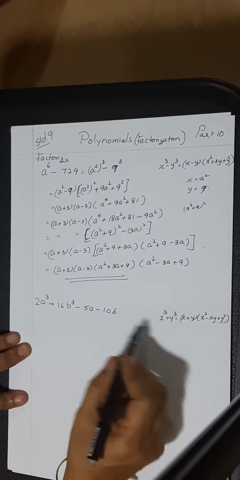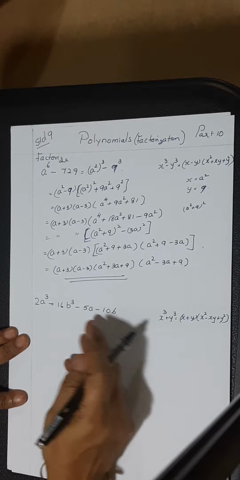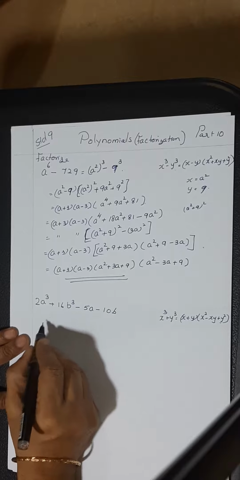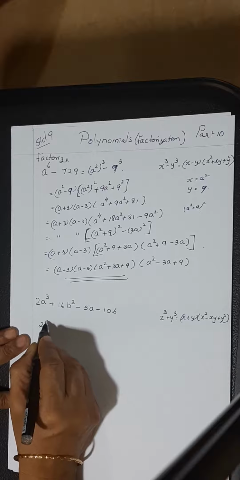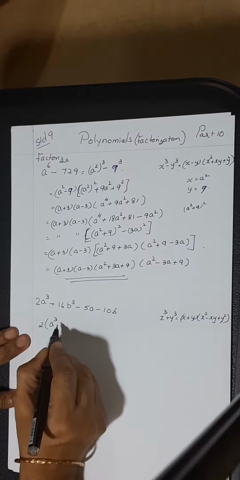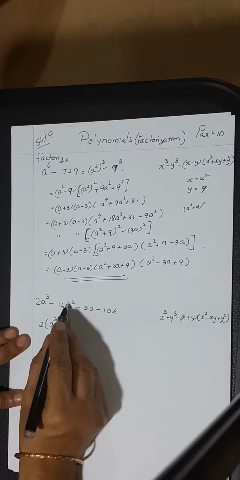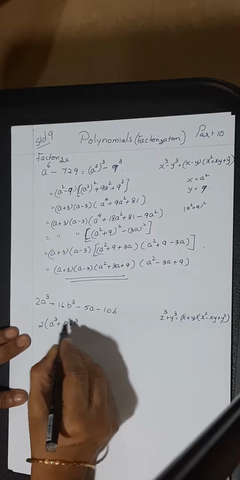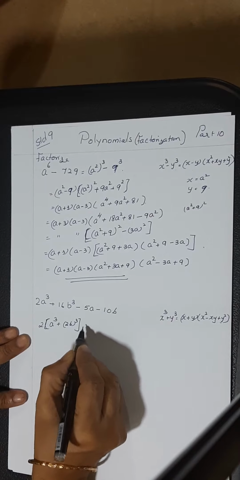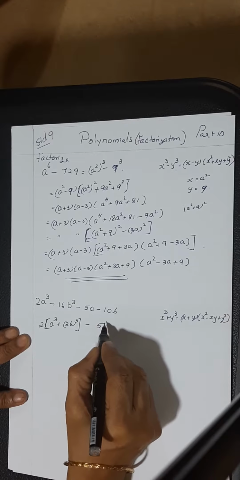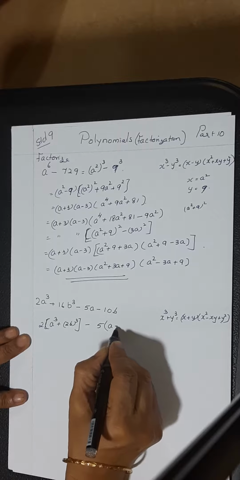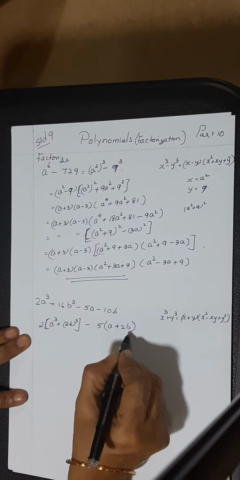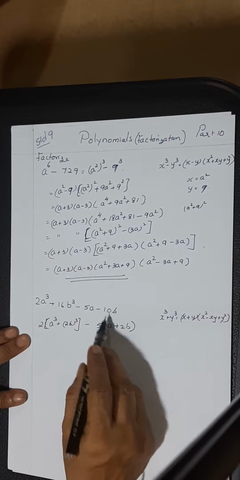Now coming to this problem. Now you have 2 as a common factor here. So we can take 2 out. So 2 into a cube plus, then you are left with 8b cube, that you can write as 2b the whole cube, minus, again here you can take 5 as a common. So 5 into a plus 2b. So minus 5a minus 10b.